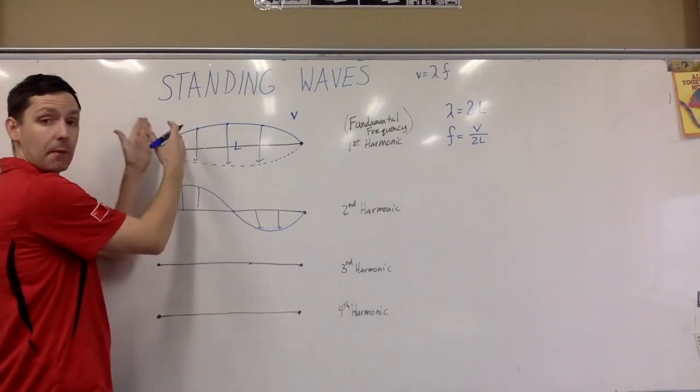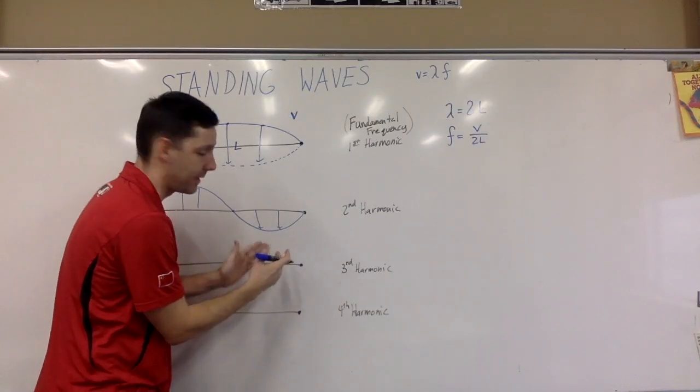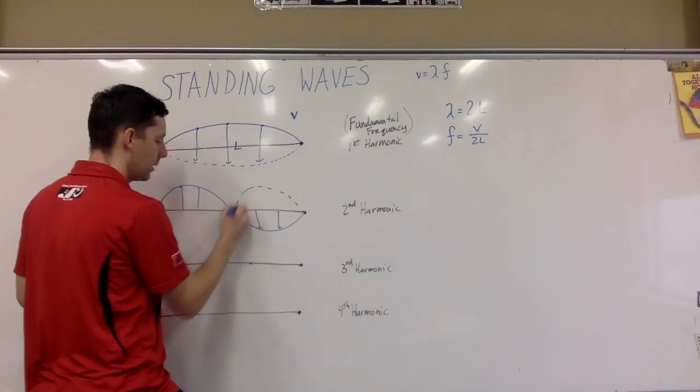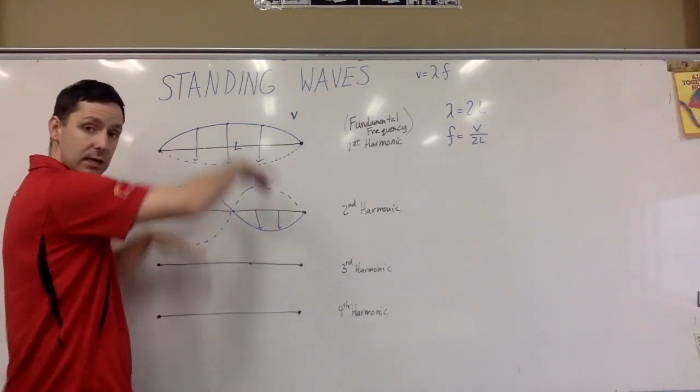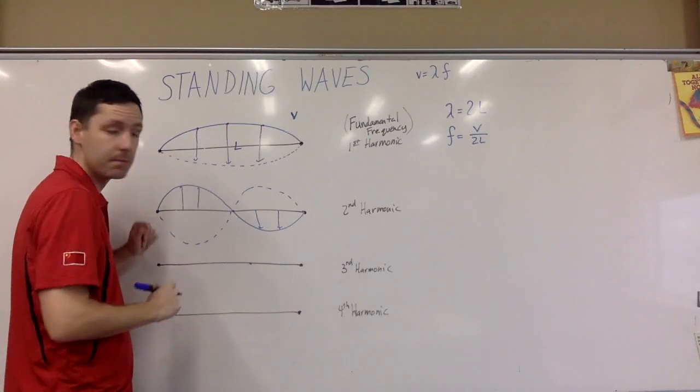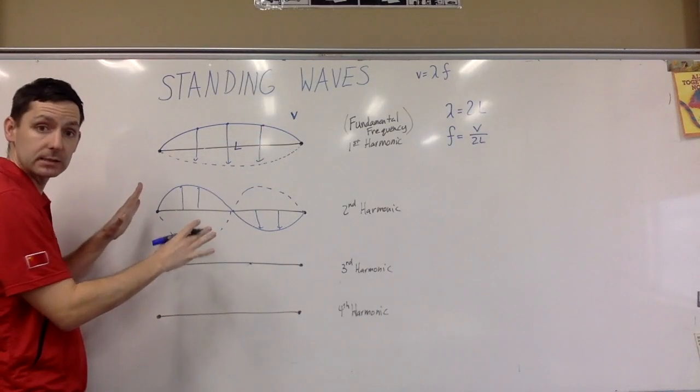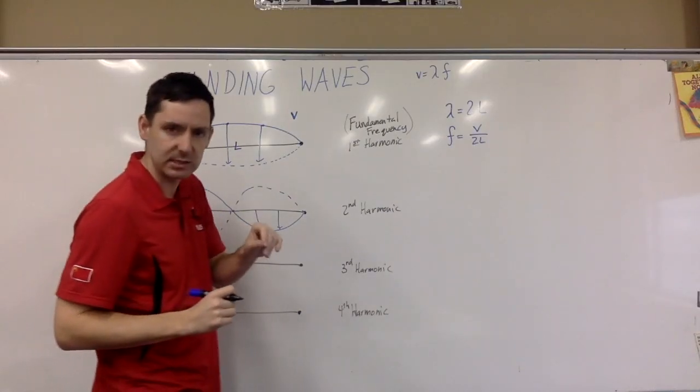When this one is going up, this one is going down. And then when this one goes up, that one will be going down, right? So this wave isn't moving this way, the string is moving up and down like this, all right? Now, this is our second harmonic. It's our second harmonic for reasons that we'll discuss in just a minute.